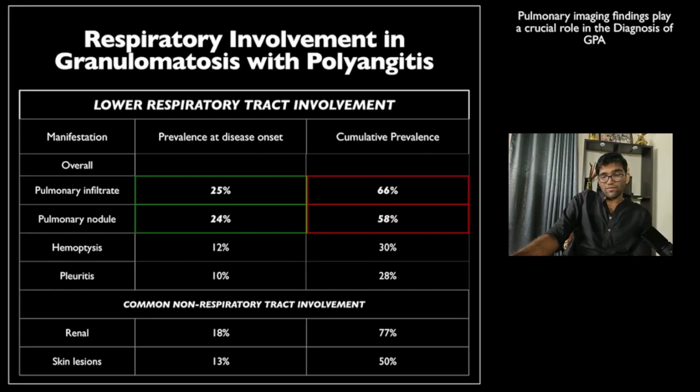Basically, because of the more common presentation of patients as having incidentally detected pulmonary nodules and or infiltrates as compared to clinically symptomatic presentations, radiology of the lungs plays a crucial role in the diagnosis of GPA.